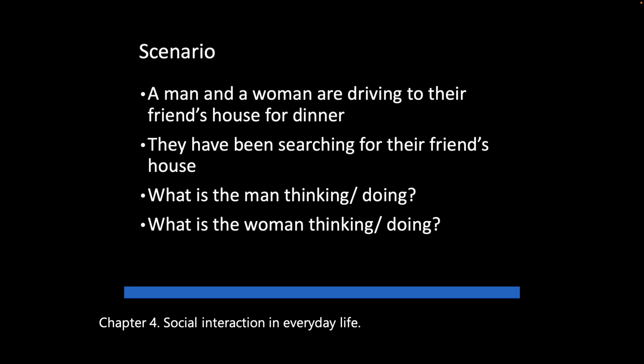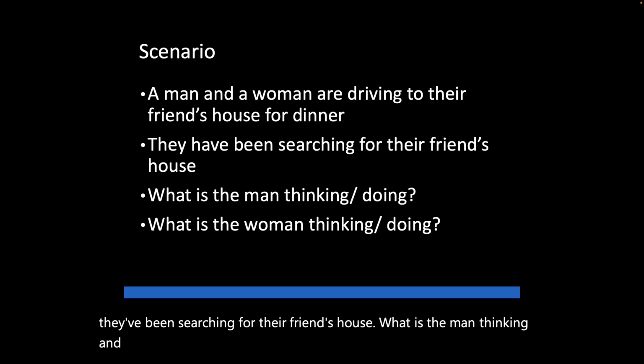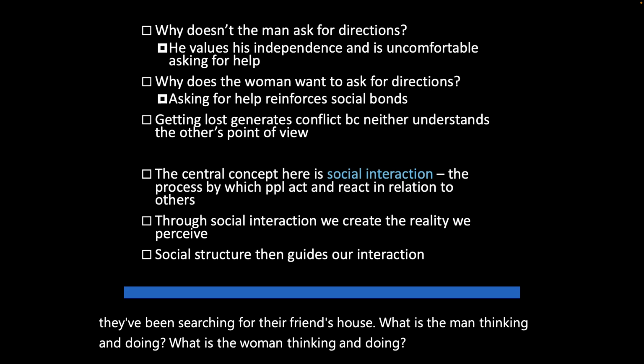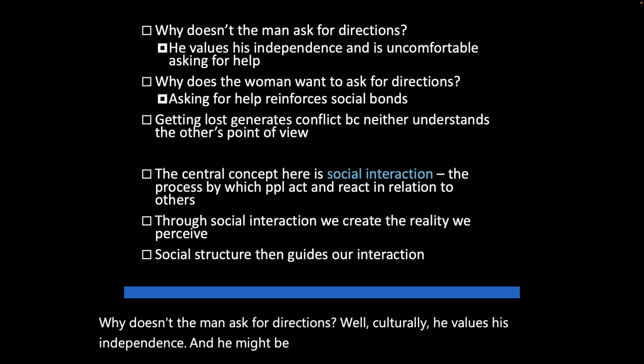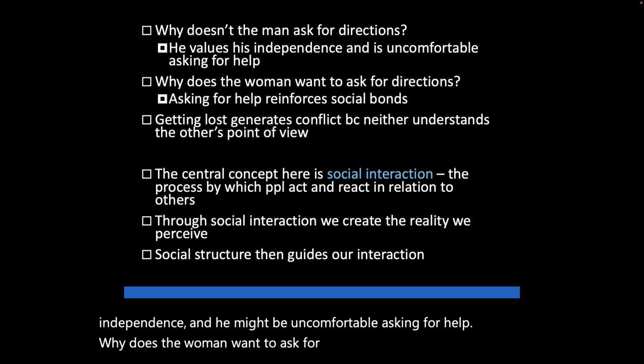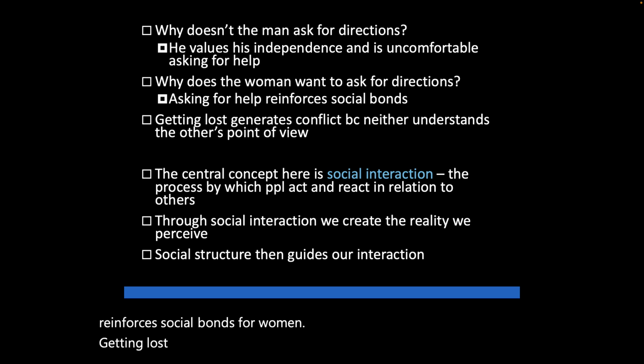A man and a woman are driving to their friend's house for dinner, and they've been searching for their friend's house. What is the man thinking and doing? What is the woman thinking and doing? Why doesn't the man ask for directions? Well, culturally, he values his independence, and he might be uncomfortable asking for help. Why does the woman want to ask for directions? Culturally, asking for help reinforces social bonds for women. Getting lost generates conflict because neither of them understands the other person's point of view.